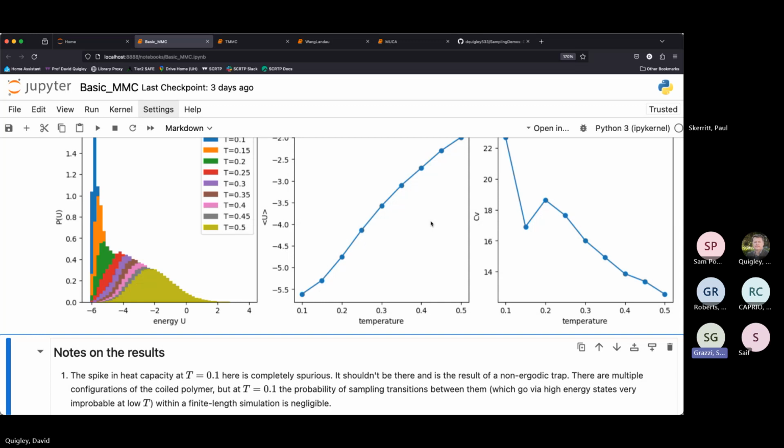Yeah, so I could run many simulations with different initial conditions at a temperature of 0.1, add all the statistics together, and hopefully I'd see something that was very different to this spiky mess. I'd get something smooth, but then I'd have to run many simulations. Right.